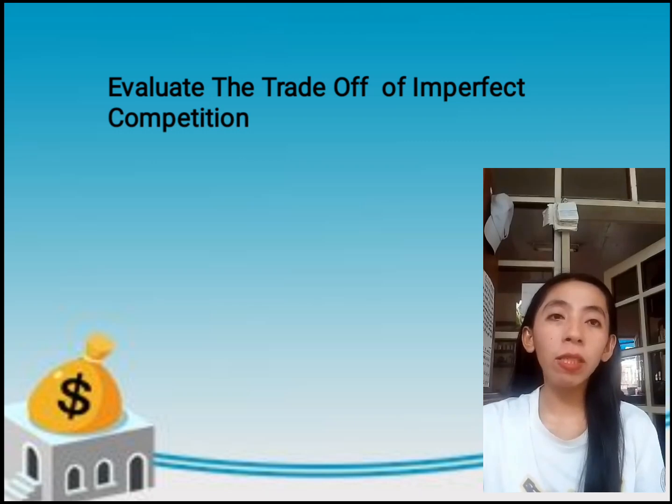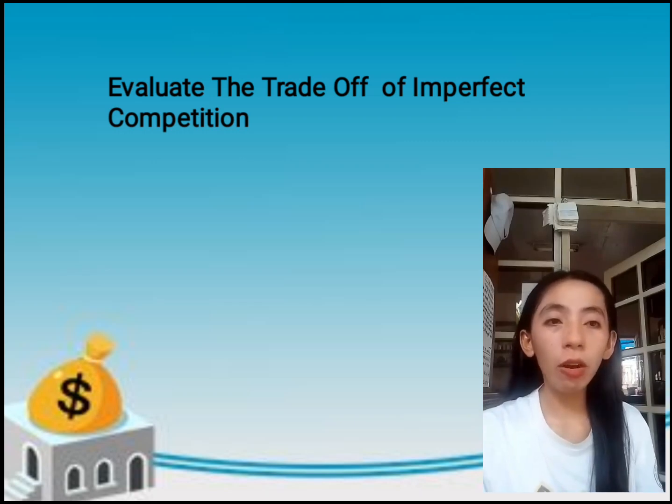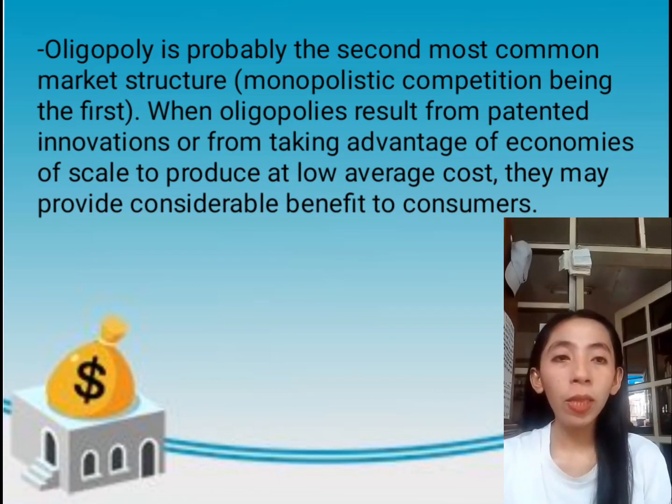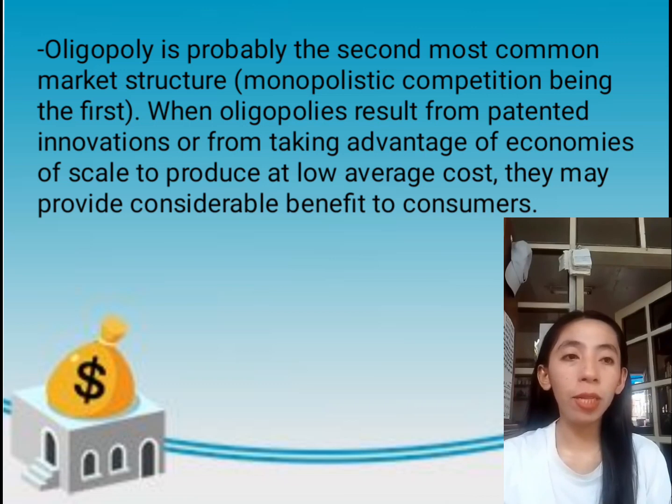So now I'm going to tackle evaluating the trade-offs of imperfect competition. Oligopoly is probably the second most common market structure, with monopolistic competition being the first. When oligopolies result from patented innovation or from taking advantage of economies of scale to produce at low average cost, they may provide considerable benefit to consumers.